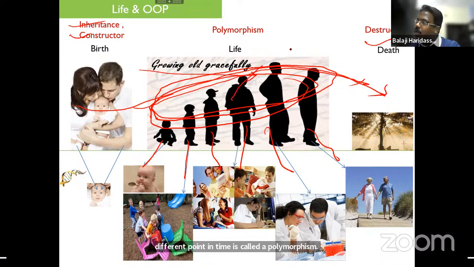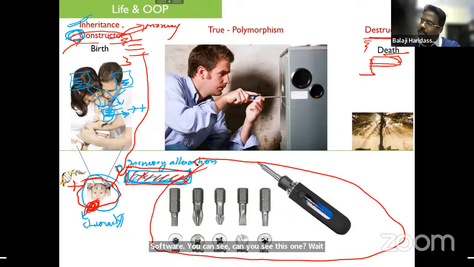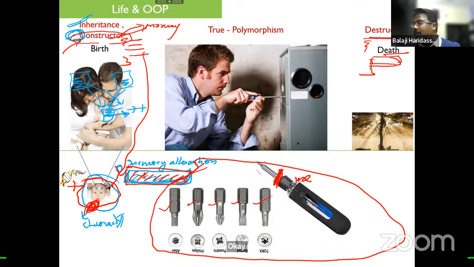Now, how do you equate this to software? You can see, can you see this one? Why did I suddenly go to a screwdriver to show polymorphism? This is one person. Assume this is one person, that person, me. I exhibit different functionalities at different points in time. Okay. What is the advantage of this design? Anyone?